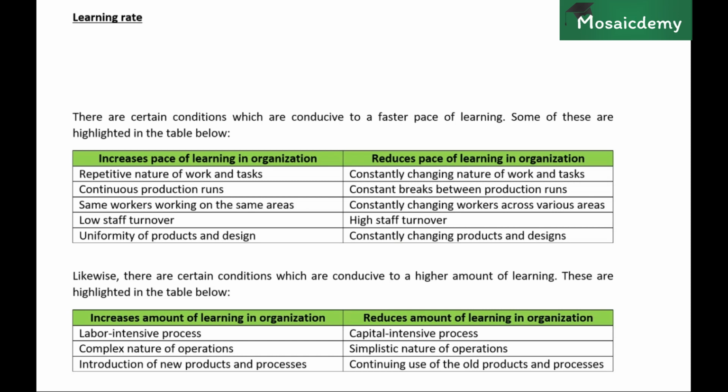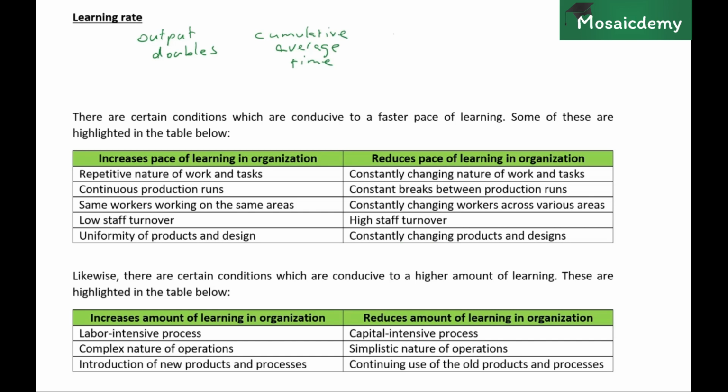And what the learning rate says is that every time that you double your output, so every time output doubles, the cumulative average time or cost goes down by a particular percentage. Okay, now what does this mean? Because we need to be careful, it's a very specific definition.